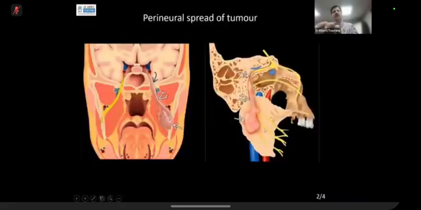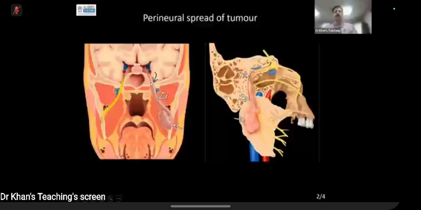So what has happened is that if you see this picture, it tells you everything. When there is a tumor in the parotid gland, there can be perineural spread through the facial nerve, and it can go up and go into the IAM, just like our case. Similarly, in masticator space tumors, it can go up like this into the foramen ovale.